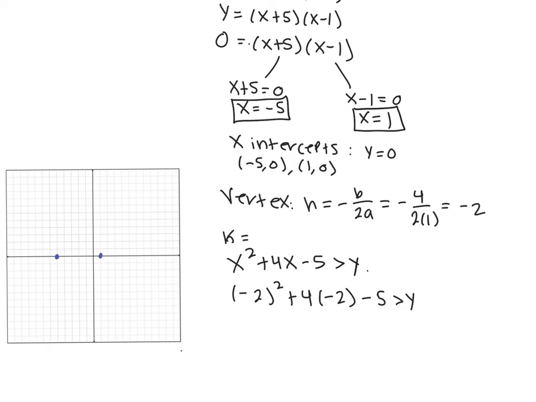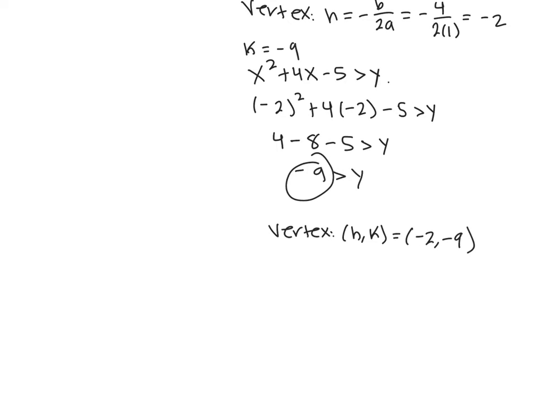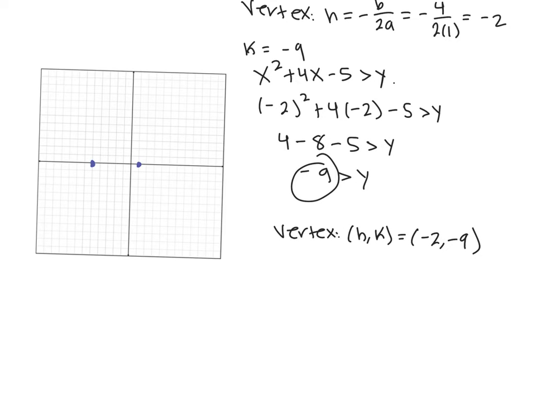Do your PEMDAS. You've got negative 2 squared, so you got 4. 4 times negative 2 gives you negative 8. Minus 5 is greater than y. This is going to give me negative 9 is greater than y. So your k value is your negative 9. So your vertex, h comma k, is going to be at negative 2, negative 9. Go ahead and plot your vertex negative 2, negative 9.